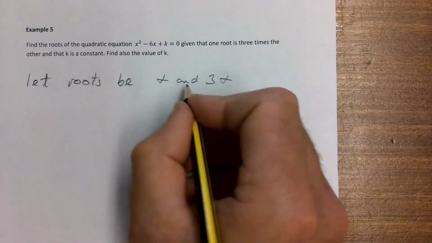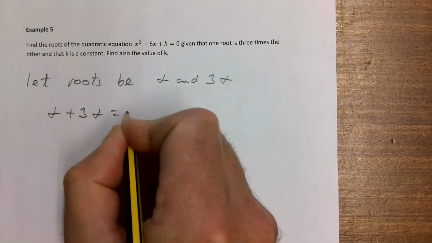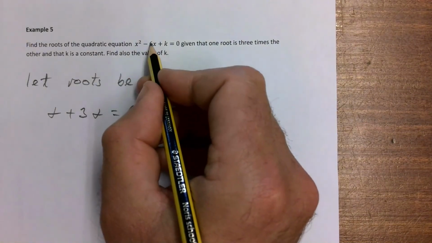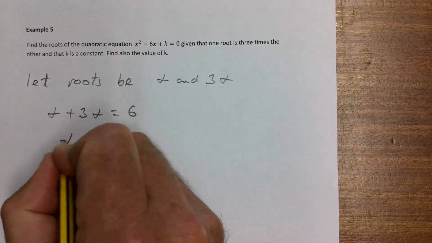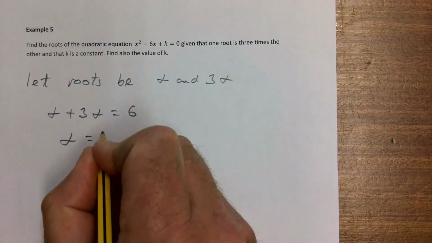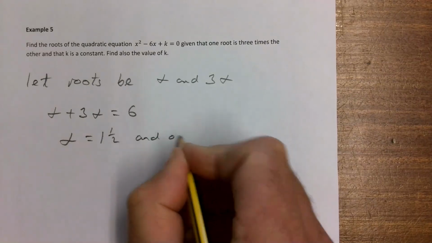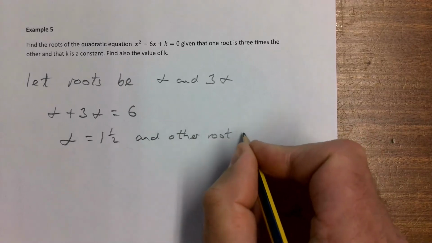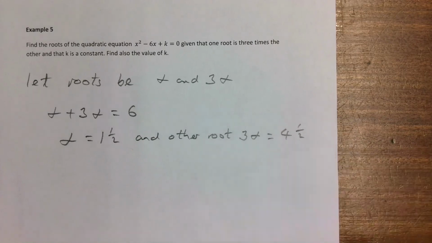We also know that the sum of the roots, alpha plus 3 alpha, must equal 6. Do you see that? The minus b over a there, so minus 6 over 1, so it's a minus minus, and we end up then with that. That means alpha is of course equal to 1.5, and then the other root is 3 alpha, which is going to be 4.5.